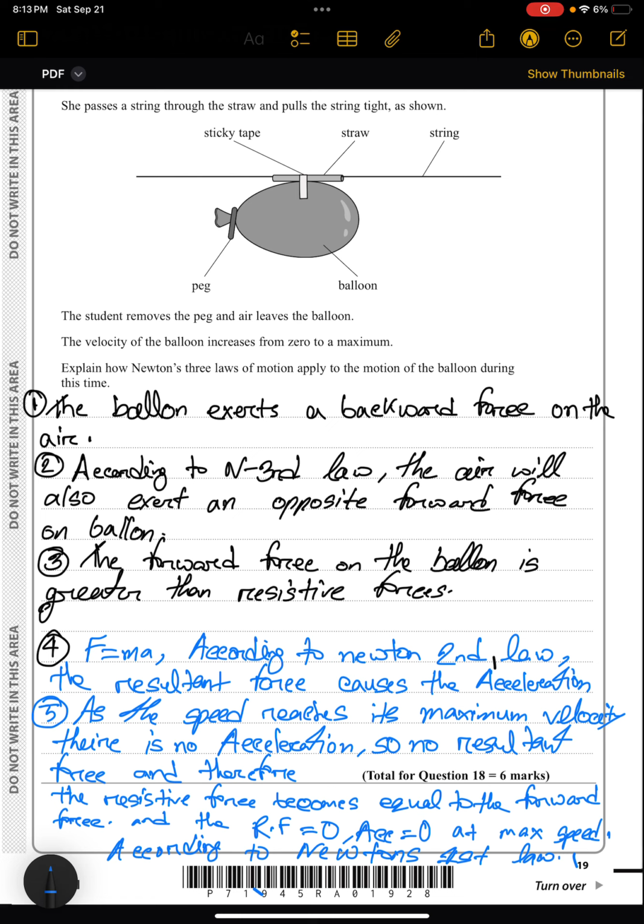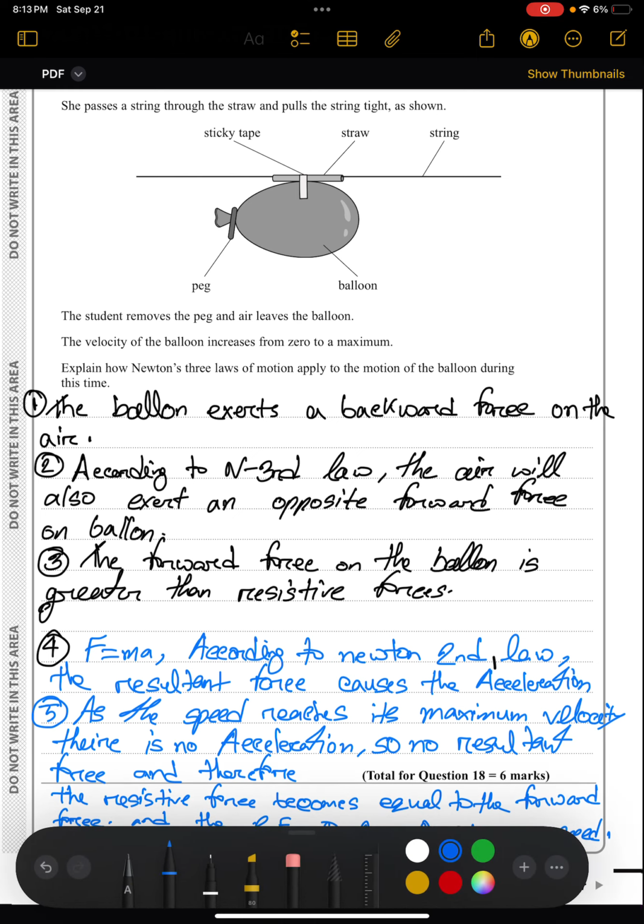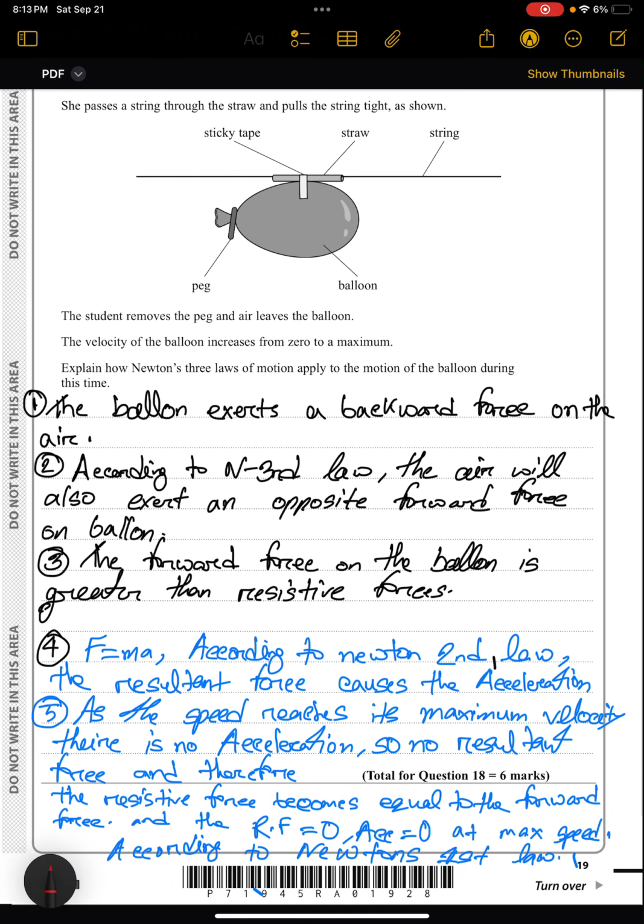Okay, so we're done with writing this. To help you understand again, the balloon exerts a backward force on the air. According to Newton's third law, the air will also exert an opposite forward force on the balloon. The forward force on the balloon is greater than the resistive force at first.